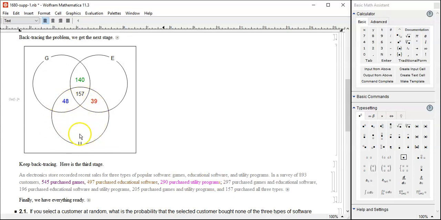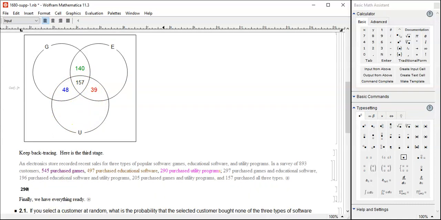Utility program, this entire circle has 290 people. See, I'm running the mouse around. That entire circle has 290. But among them, some people are already selected. 48, that's counted. 157, that's counted. 39, that's also counted. Is 140 counted in? No. 140 doesn't belong to this utility, so it's out of consideration.